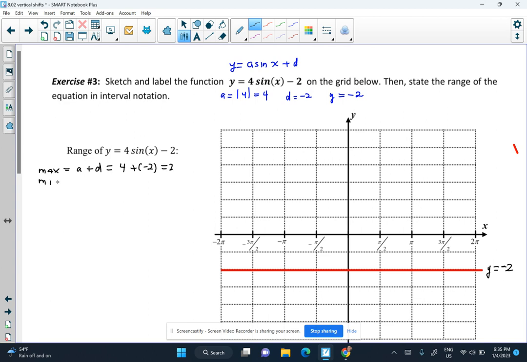My midline, as I said before, is just my vertical shift. So it's that horizontal line, y equals -2. And my minimum value is below, in this case, it's 4 units below my midline of -2. So that's why we represent it as -a, because you're going below that line, plus d. So it's -4 plus a -2, which is a -6.